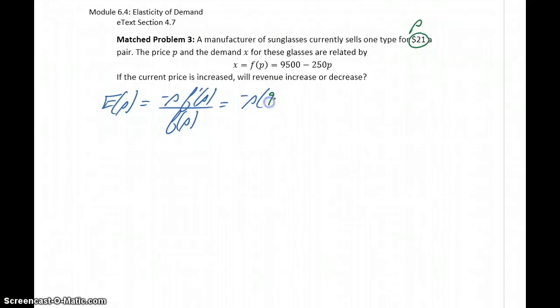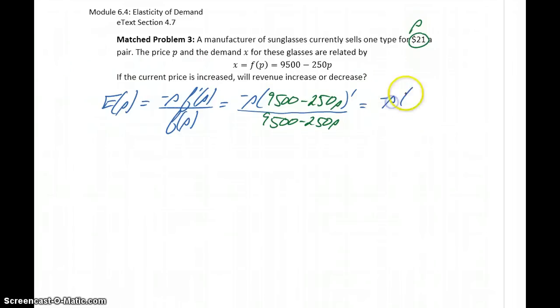which in this case will be negative P times the derivative of 9,500 minus 250P, all over 9,500 minus 250P. So the derivative of this will just be minus 250. And then we can divide each of these by 250 to get our final function here, P over 38 minus P.